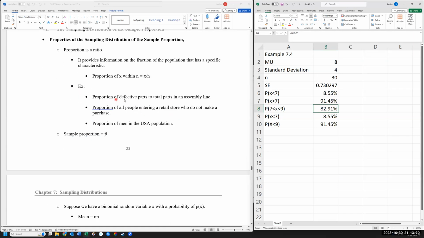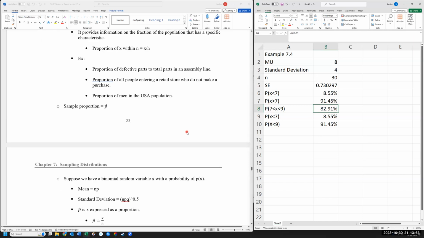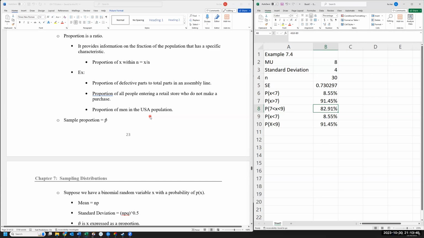So examples: proportion of defective parts to total parts in the assembly line, the proportion of all people entering a retail store who do not make a purchase, proportion of men in the United States. These are all proportions, or fractions, a fancy way of saying fractions. Sample proportion is equal to P with that little caret on top, or P hat. We call that P hat.